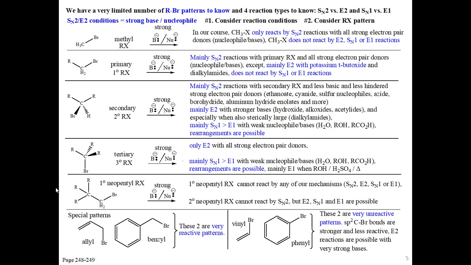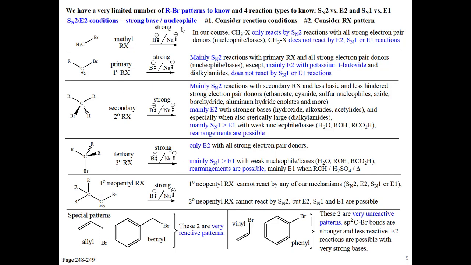We want to learn it by these general patterns that I have shown here. First one is methyl, which is unique. Here's a primary, and you'll notice I just use R to indicate any of the other carbon portions that are up on the previous slide. So there's just one carbon attached to the carbon with the bromine. A secondary, there's two carbons attached to the carbon with the bromine. The tertiary, there's three carbons attached to the carbon with the bromine. Here's that neopentyl pattern, but we only include this because it doesn't react with anything, and you should be aware of that. So let's come back up and look at the conditions.